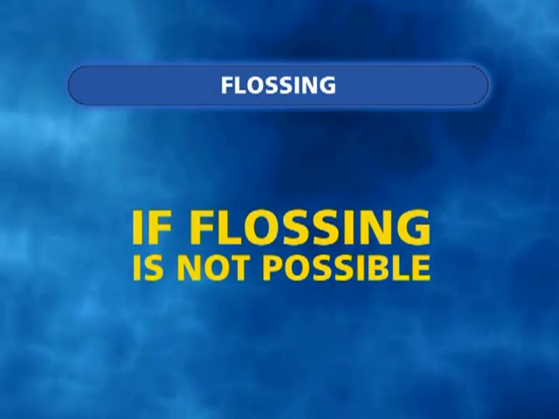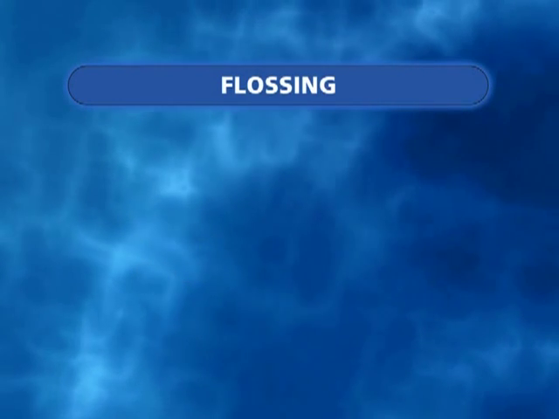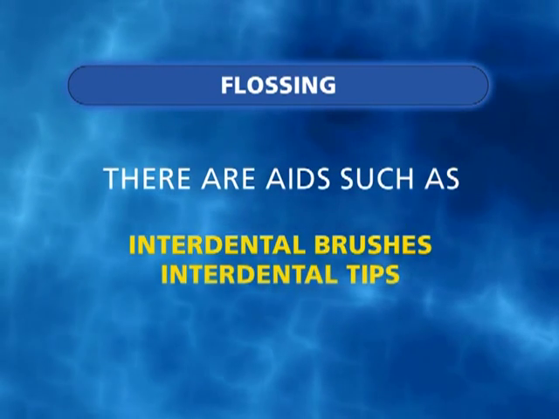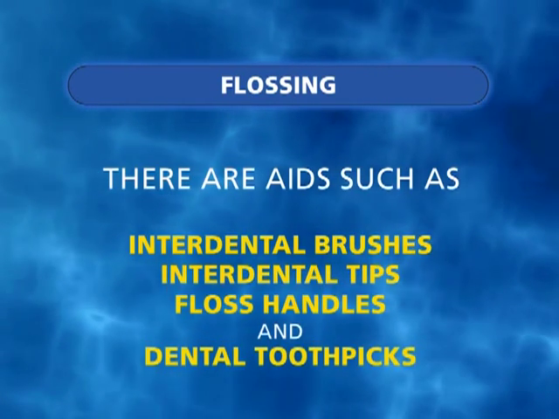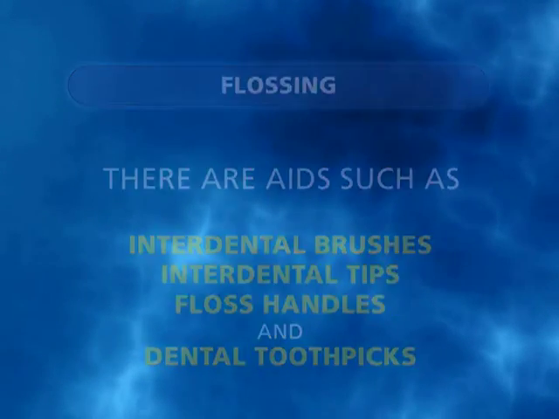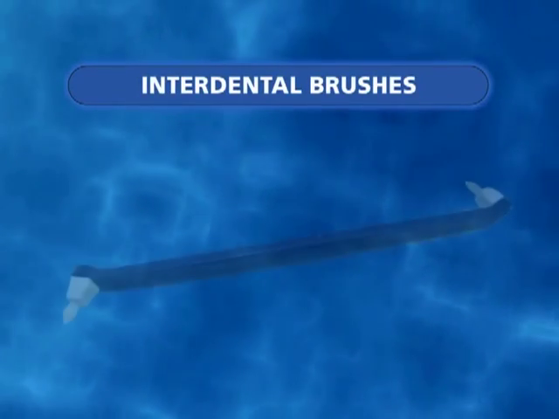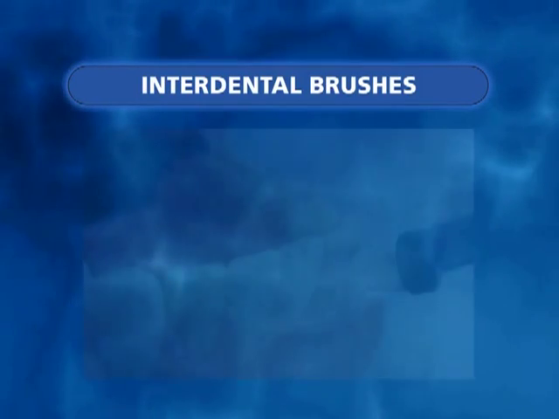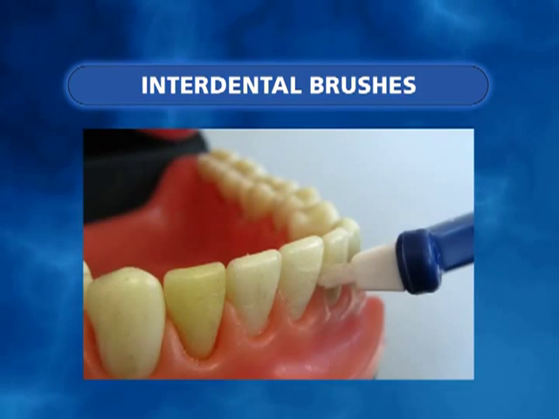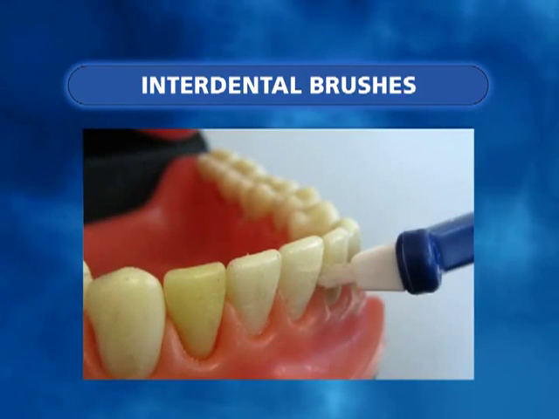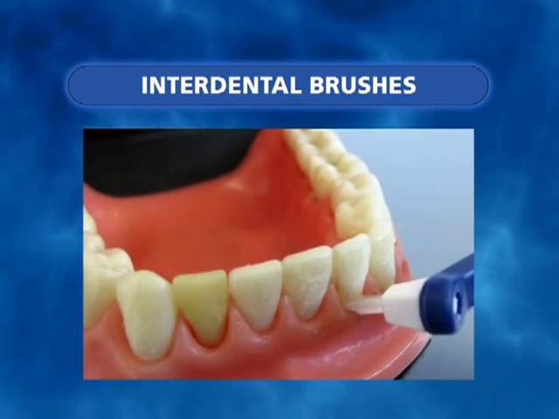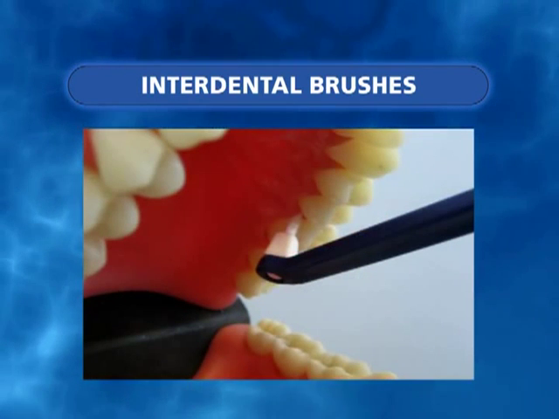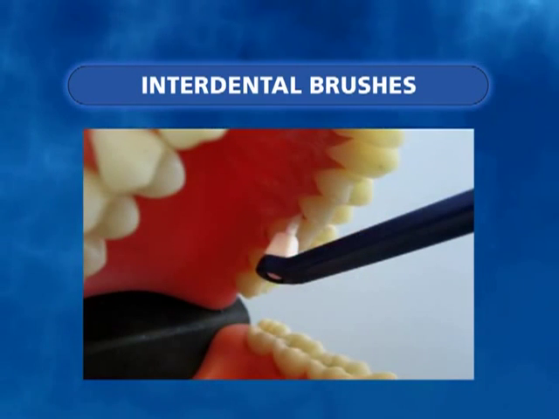If limitations prevent a resident's teeth from being flossed the traditional way, there are aids such as interdental brushes, interdental tips, floss handles, and dental toothpicks. Interdental brushes have large handles which make them easier for residents to hold. They have small heads that fit between the teeth and are cylinder in shape. They range from small, medium, or large in diameter. These brushes can make it easier to access in between the back teeth to keep them clean.